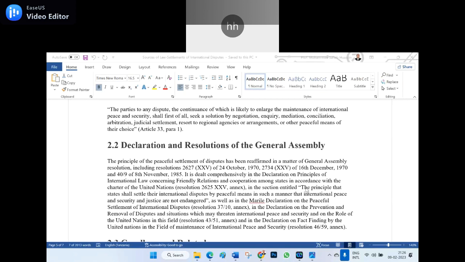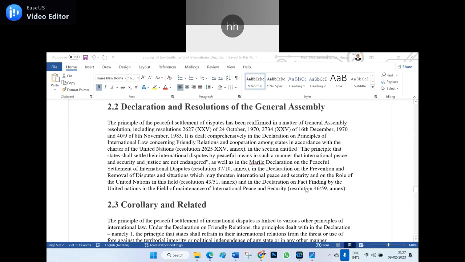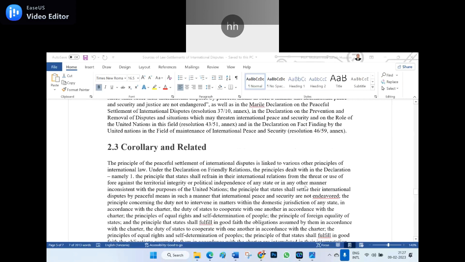So, in gist, what you have to say is, General Assembly resolutions are there to resolve disputes, and declarations are also there for friendly relations to resolve disputes. In addition, the Manila Declaration is there for the peaceful settlement of disputes, and the Declaration on the Prevention and Removal of Disputes, to bring international peace and security, and the role of the United Nations in the field, in the declaration and fact-finding of the United Nations. So, in short, you have to give the gist of it for the maintenance of international peace and security by the UN General Assembly.